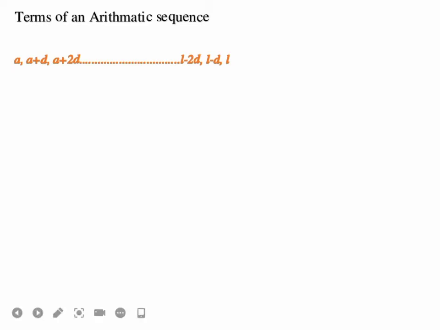Let us see terms of an arithmetic sequence. First term will be a, another term will be a plus d, next term will be a plus 2d, and it will go on. Let us write the last 3 terms. So if the last term is L, then just the previous one will be L minus d, and just before that it will be L minus 2d.